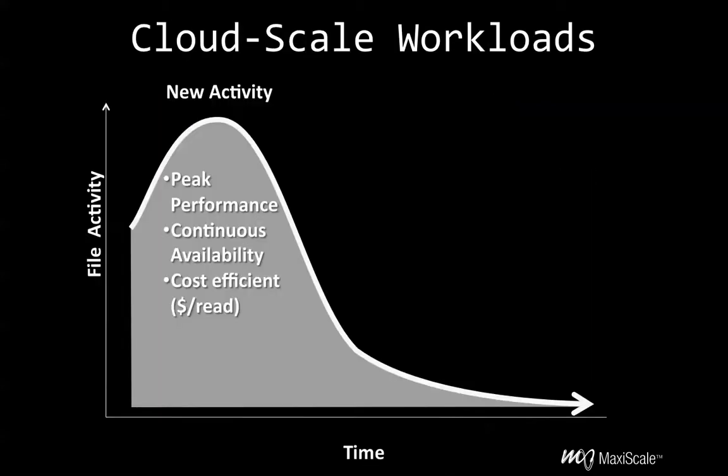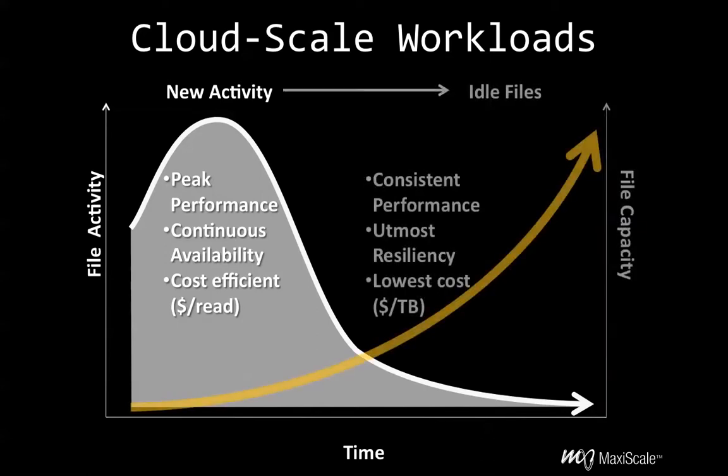When we look at cloud scale workloads, we go from a period of initial activity around files where the focus is on peak performance, continuous availability, but more specifically, how to be really cost efficient on dollars per read. But what happens is at a certain point in time, those files go from being an asset and a revenue generator to being a liability, where the implied agreement is that they're going to stick around forever and customers will always have access even if they're not really making use of those files.